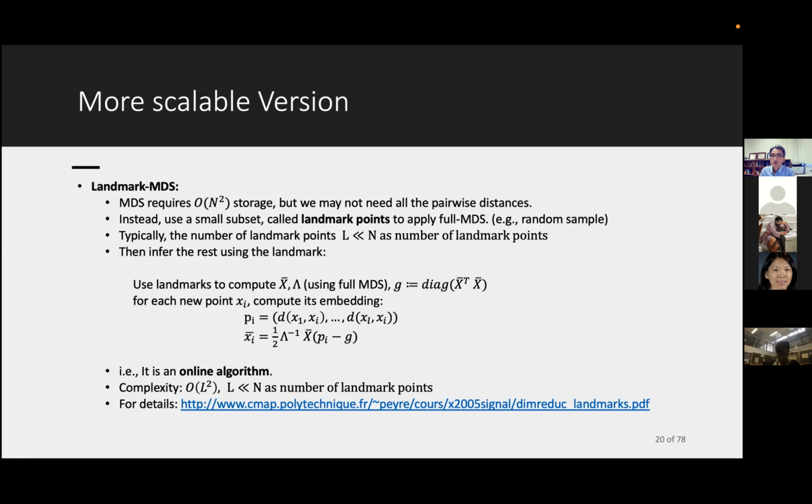So the gram matrix is just the pairwise inner product matrix of the landmark points, right? Oh, I see. So it is not like we are computing the distance between landmarks and other points. Yeah. We just take a small sample, and then we create the distance matrix or the gram matrix just among the landmark points. Yes, that's what you're doing.